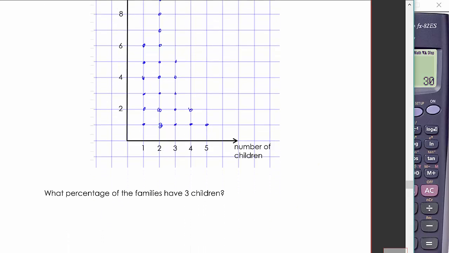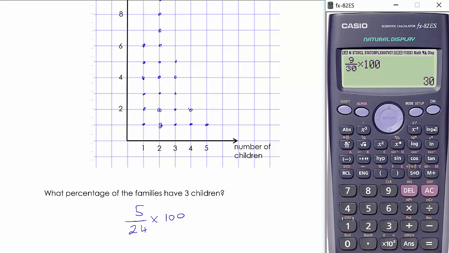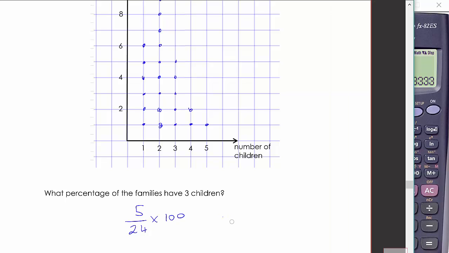What percentage of families have 3 children? So we know that there's 5 families that do. Out of the 24, and then multiply by 100 to change that to a percentage. So we've got 5 out of 24. Multiplied by 100, and that gives me 20.83%.